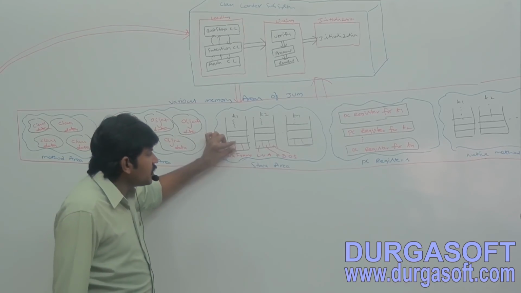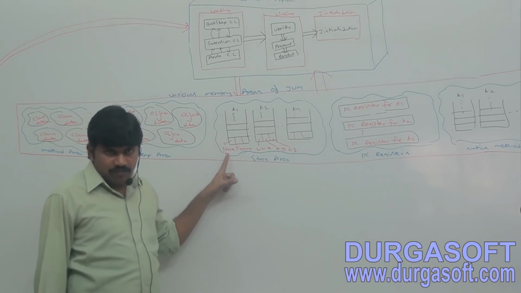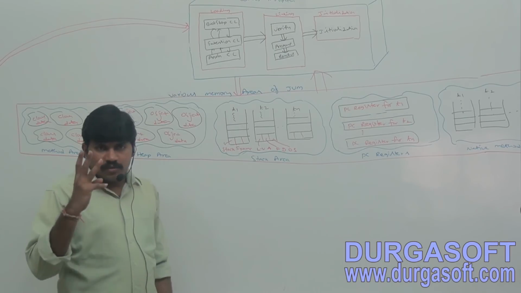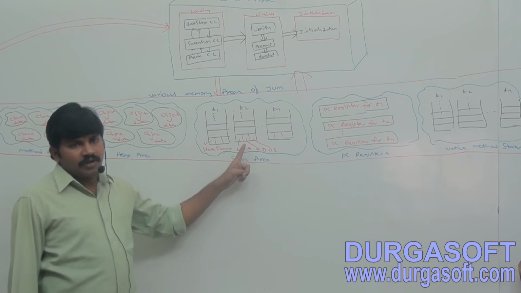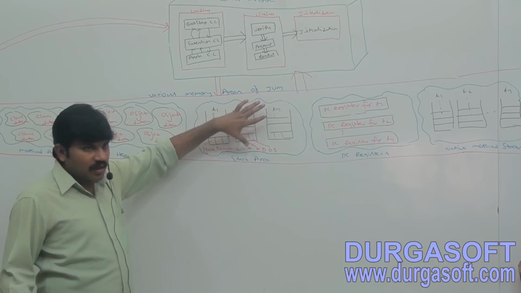Next, each entry in the stack is called what? Stack frame. And each stack frame contains how many parts? There are 3 parts: local variable array, operand stack, and the frame data. Okay, this part we covered already in the last sessions, right?